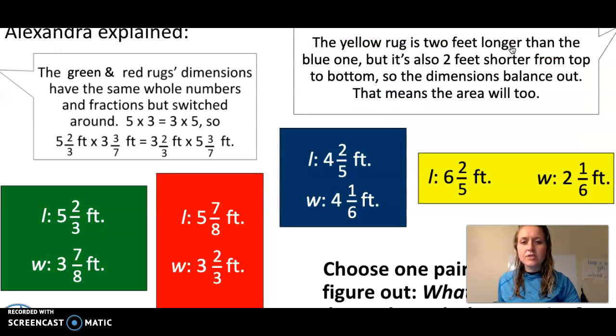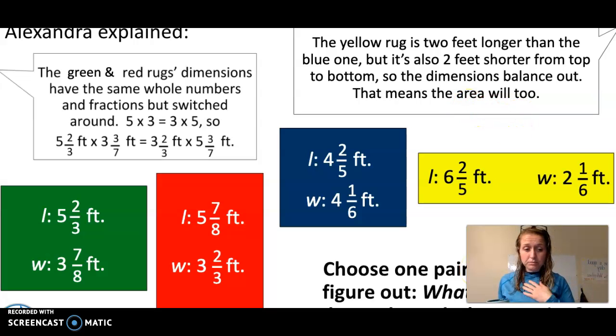Alexandra explained, the green and red rug's dimensions have the same whole numbers and fractions, but switched around. So 5 times 3 equals 3 times 5. So 5 and 2/3 feet times 3 and 3/7 feet equals 3 and 2/3 feet times 5 and 3/7 feet. Get it? The yellow rug is 2 feet longer than the blue one, but it's also 2 feet shorter from top to bottom. So the dimensions balance out. That means the area will too.